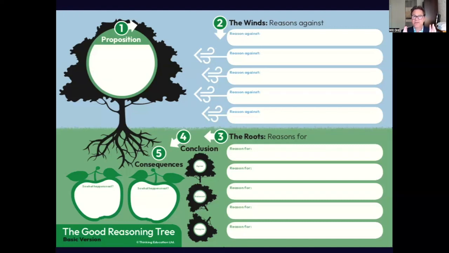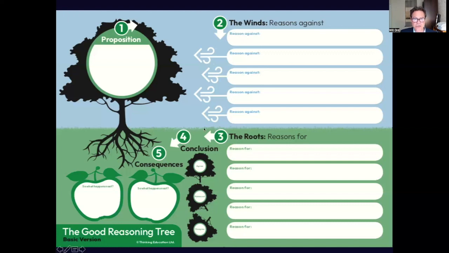Or it might be, and this third option is a very important area, they might find that the winds and the roots, that is the reasons against and the reasons for, were balanced. They were of equal force. That is, we see it as hard to decide. It's a close run thing.